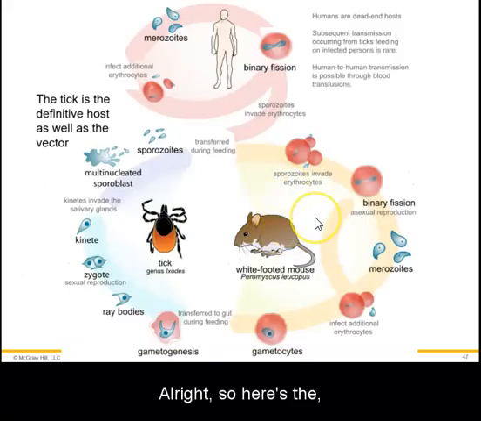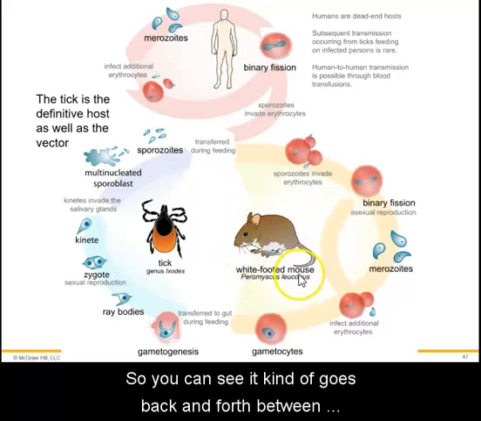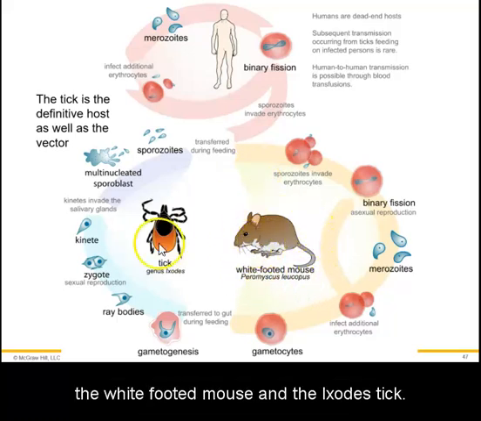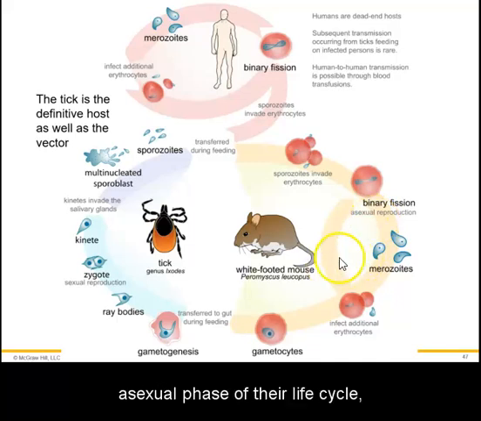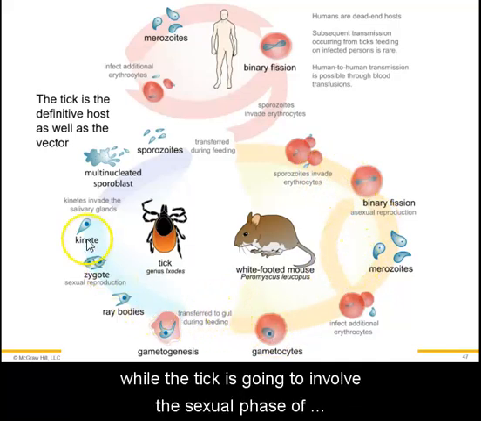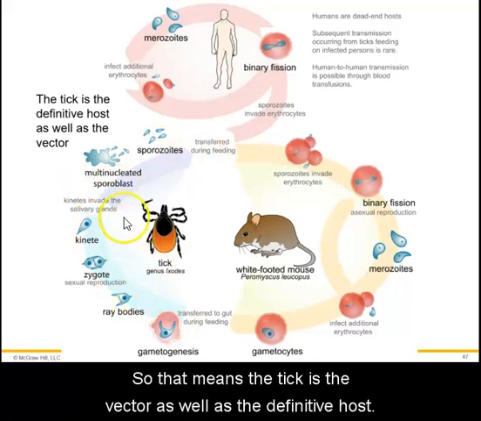All right, so here's the life cycle of Babesia. So you can see it kind of goes back and forth between the white-footed mouse and the Ixodes tick. And the white-footed mouse is going to involve the asexual phase of their life cycle, while the tick is going to involve the sexual phase of the life cycle. So that means the tick is the vector as well as the definitive host.